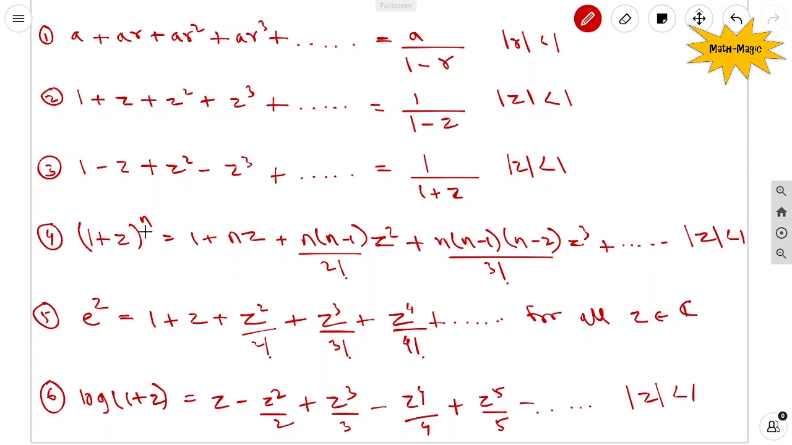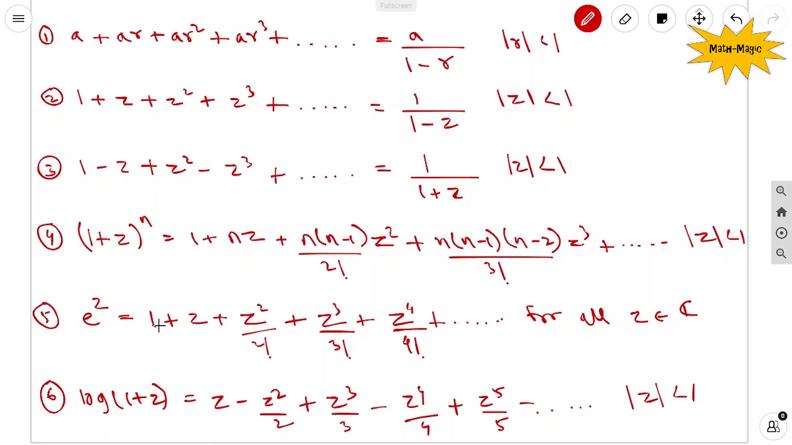So if n is a natural number, then this infinite sum is anyway finite, which comes from the binomial theorem. So here we are talking about those n which are less than 1 or some irrational number or some rational number other than natural number. So this infinite sum is finite if mod of z is less than 1.